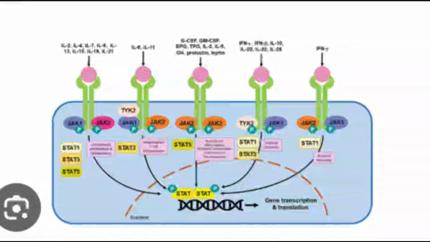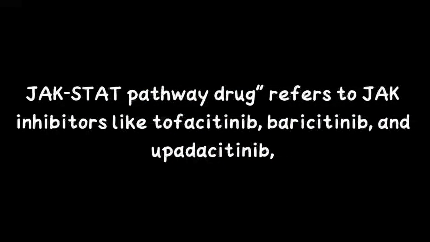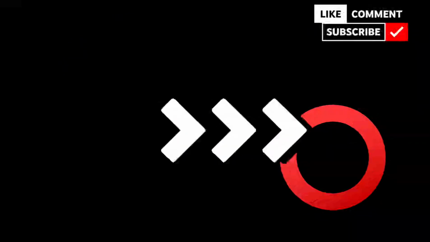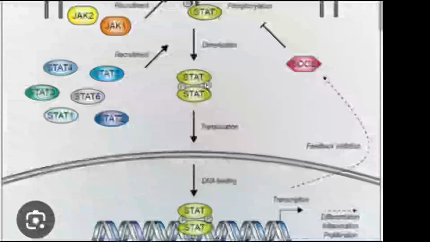Here are the names of the drugs. Tofacitinib, used for arthritis, and ruxolitinib, used for blood cancer, myelofibrosis. If we summarize, the JAK-STAT pathway is a direct, fast signaling route from the cell membrane to the nucleus. It plays a key role in immunity, inflammation and cell growth. Dysregulation can lead to autoimmune diseases, cancer and immune deficiency. JAK inhibitors help in treating conditions caused by an overactive pathway.